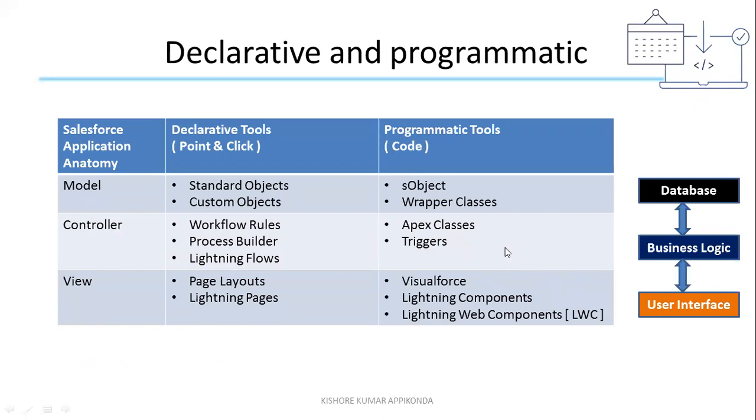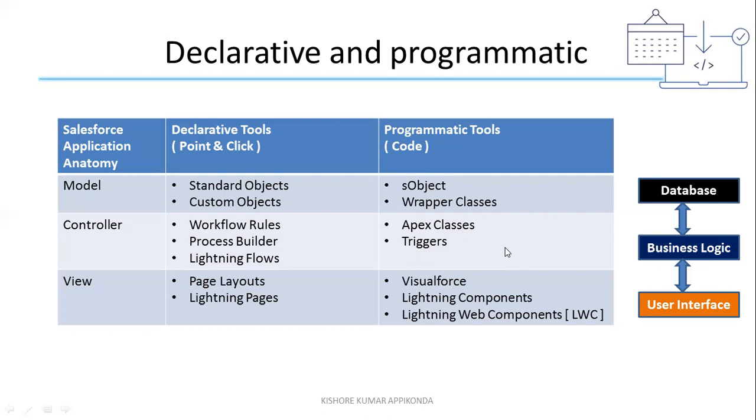What is the main difference between declarative and programmatic? Declarative tool is nothing but point and click. As I mentioned, Salesforce by default provides some standard features, out-of-the-box features, which we achieve by using point and click. But some of the complex requirements, some of the major requirements, we cannot achieve or handle through the declarative tool. In that case, we have to go with some customization.